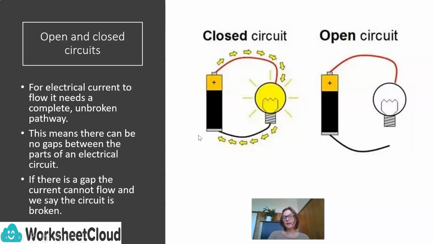Right, open and closed circuits. For electrical current to flow, it needs a complete unbroken pathway. As you can see over here, it is a closed circuit, okay? And that allows the light bulb to shine. This means there can be no gaps between the parts of an electrical circuit. If there is a gap, like over here, then the electrons cannot flow, and we say the circuit is broken and the light bulb will not glow.